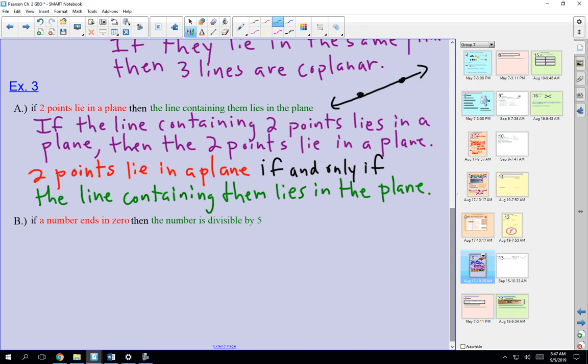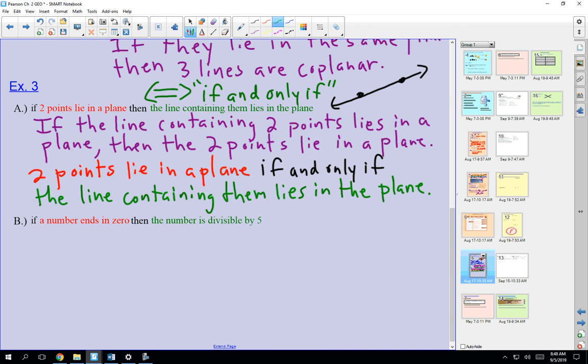Want to see the mathematical symbol for if and only if? I'd allow you to use this. It looks like this. That's the if and only if. If you want to use that, you can. Recognized by mathematicians everywhere. See, it still looks like an arrow going both ways. The equal sign. That's the if and only if.